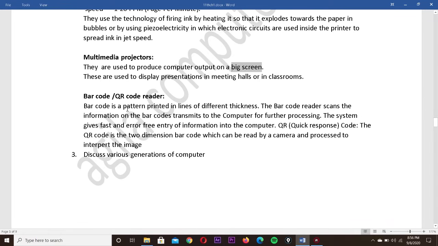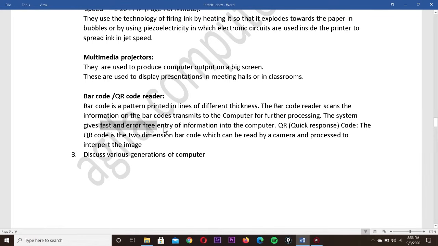Barcode. Barcode is a pattern printed in lines of different thickness. This is a very important point. Okay, so different thickness of lines is used for printing the information. So it scans the information on the barcode and transmits it to the computer for further processing. The system gives fast and error-free entry.